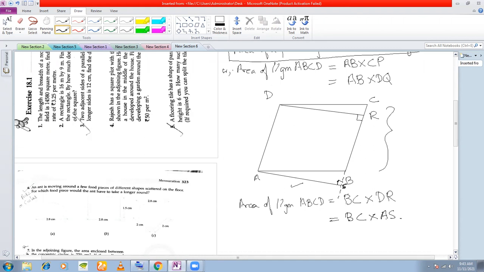So if you're considering DR as the height, or even AS as the height, BC remains the base. In many ways you can calculate the area of a parallelogram, but it depends on which height is given. Just like in the case of a triangle, it depends on the height which side you consider as your base. Similarly here, in the case of a parallelogram, whatever height is given to you, according to that you will have to consider the base. Is that absolutely clear? Yes, sir.